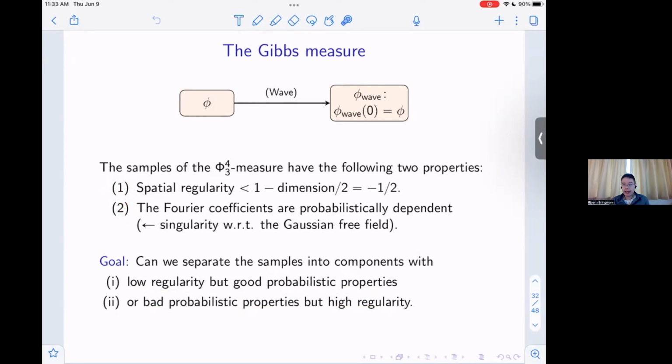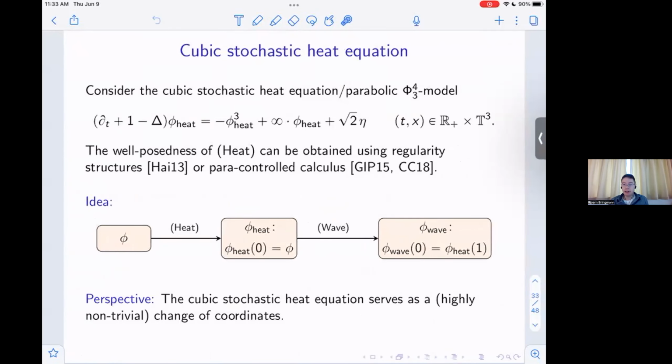Okay, and this goal can actually be achieved, and it's done using the cubic stochastic heat equation. So we actually rely on the parabolic theory in our proof. This cubic stochastic heat equation is the one that previously featured in our literature overview, and many of you would probably call this the parabolic Phi^4_3 model. So it's given by this equation right here.